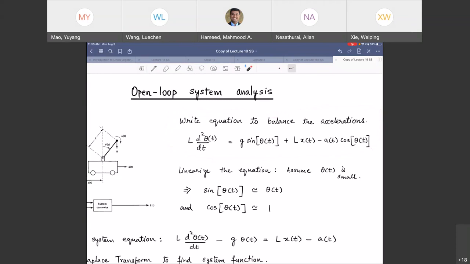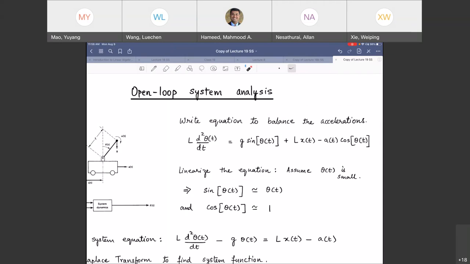Write the equation to balance the accelerations for this particular system. We all know what g is. We all know what theta is, we all know what L is, we all know what x of t is. X of t, external disturbance, not in my control. A of t, acceleration of the cart, in my control. Theta of t, the output that I'm trying to measure and adjust based on. L, length of my pendulum. That's it. Now, this is the system, exact, but we are going to do it for linear feedback systems.